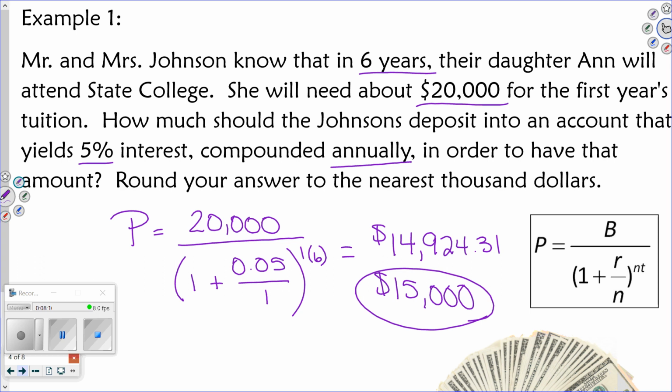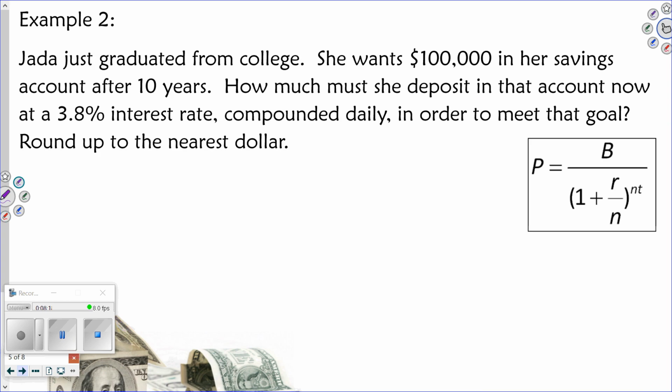Okay. All right, number 2. Jada just graduated from college. She wants $100,000 in her savings account after 10 years. How much must she deposit in that account now at a 3.8% interest rate, compounded daily, in order to meet that goal? Round up to the nearest dollar.